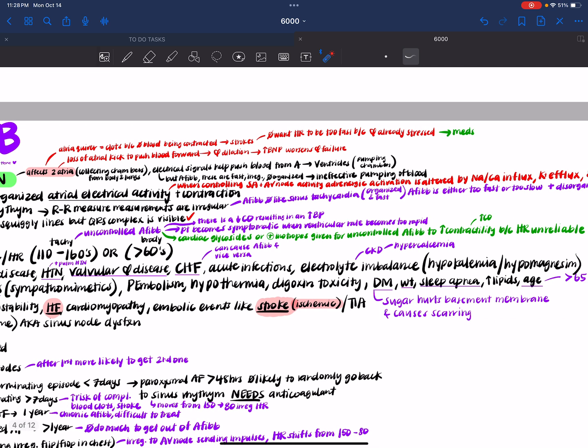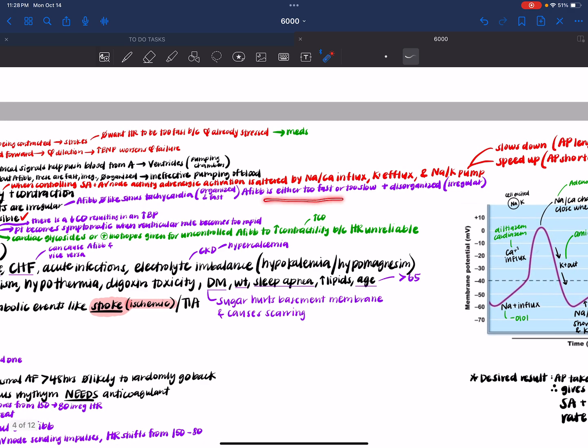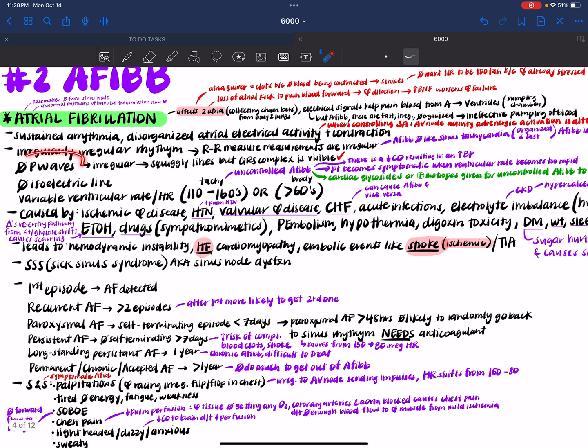AFib is not like sinus tachycardia. Sinus tachycardia is organized and fast, while AFib is irregular. AFib is either too fast or too slow or disorganized, irregular. It doesn't have any P waves. It doesn't have an isoelectric line. We don't really care about that at this point. It's irregular. There's squiggly lines, but the QRS complex is visible. But the P waves are not there because it's an atria problem.